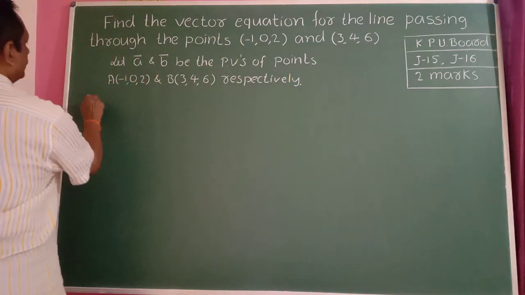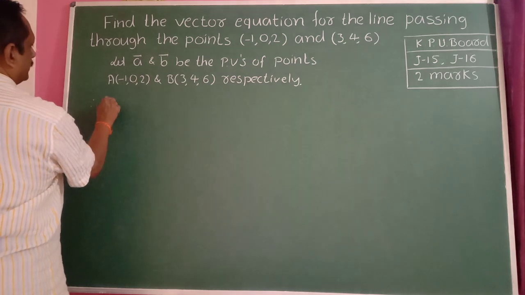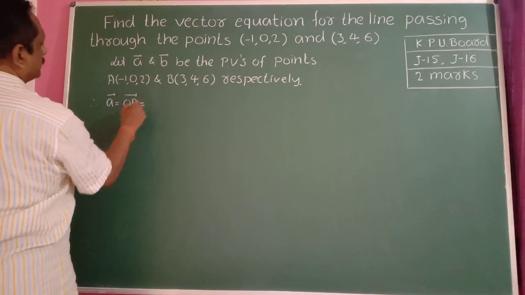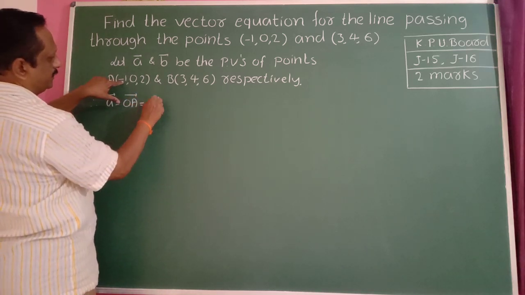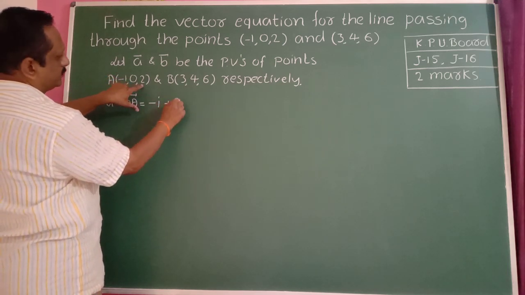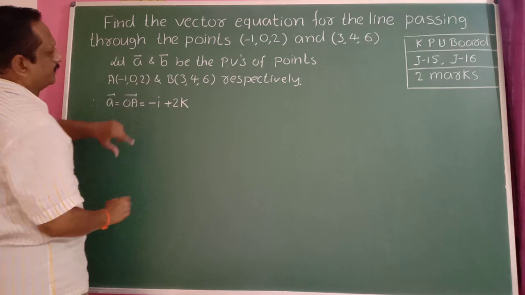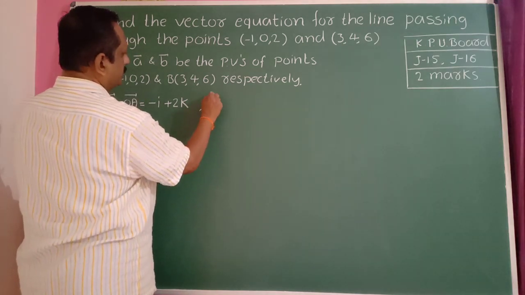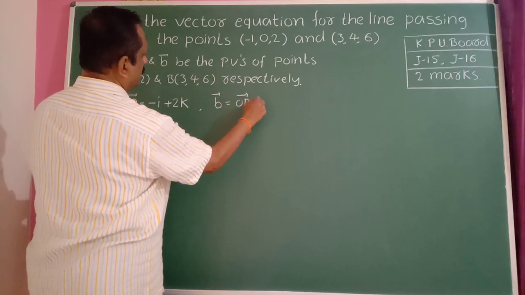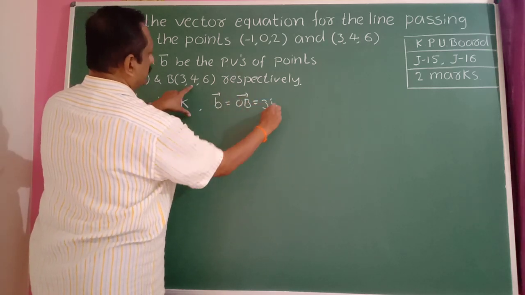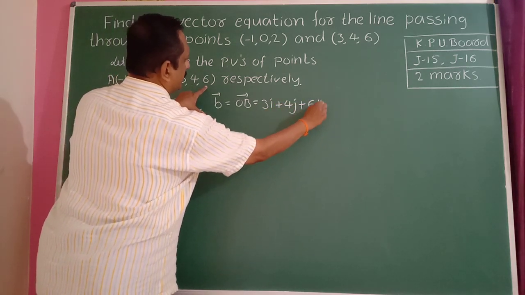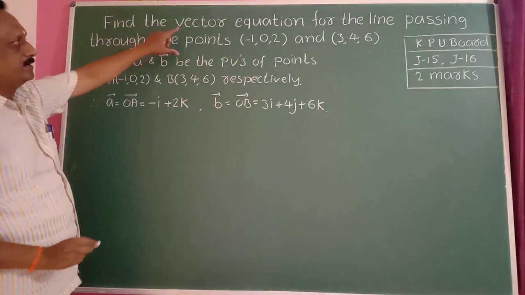Therefore, A bar is equal to minus i plus 0j plus 2k, that is, minus i plus 2k. And B bar is equal to 3i plus 4j plus 6k. Here we want a vector equation.